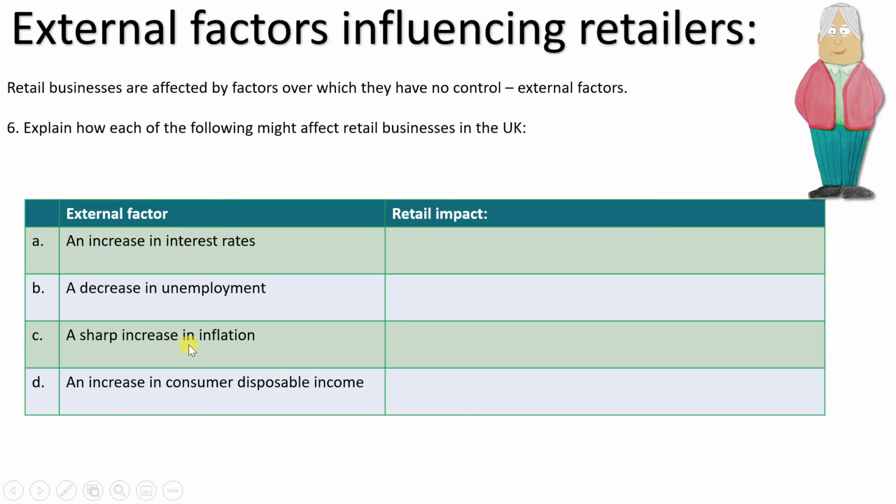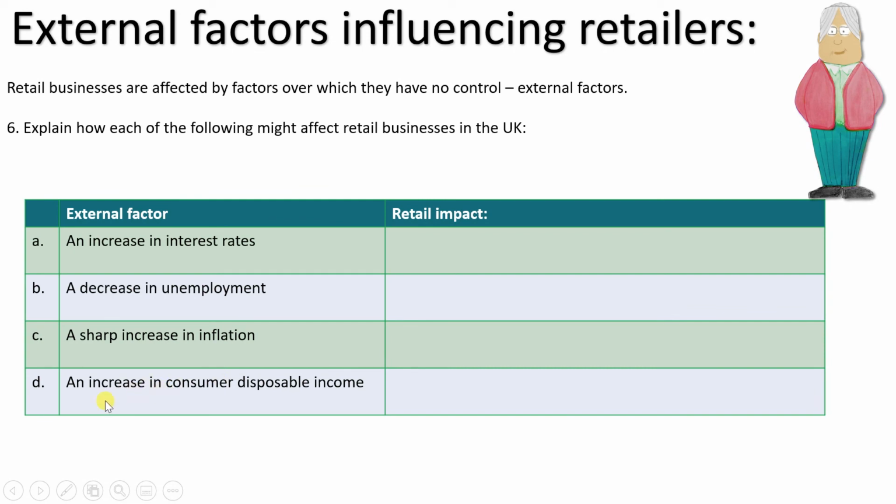A sharp increase in inflation. Now notice this says sharp increase. If inflation suddenly goes up, then that means the price of goods, remember that's the basket of goods, all those goods specifically are going to go up in price. What's going to happen to people's income? Are they going to also have a sharp increase in wages? Probably not. So what's going to happen to their ability to spend?